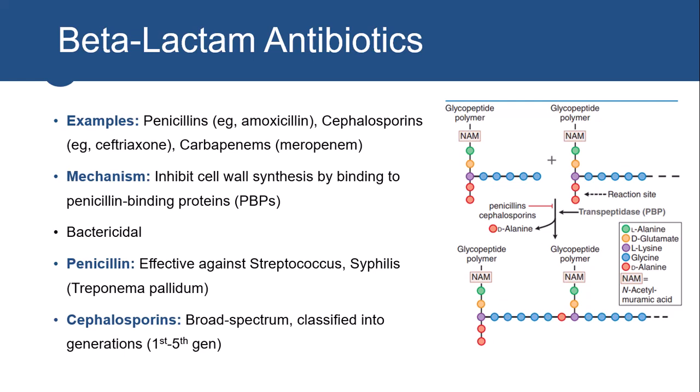Penicillins are often used for streptococcus infections and syphilis. Cephalosporins, meanwhile, come in generations. The first generation, like cefazolin, is effective against gram-positive organisms, while later generations, such as ceftriaxone, cover gram-negative bacteria.